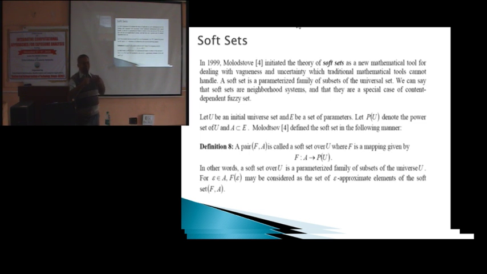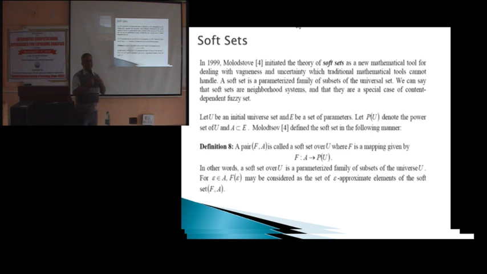Your perception is different from my perception. You see how Zadeh looked at the set, how Gau and Buehrer looked at the set and defined the vague set, and then how Smarandache looked at the set and defined neutrosophic sets. So it's a perception: according to the angle from which you are looking at anything, you are getting the results.